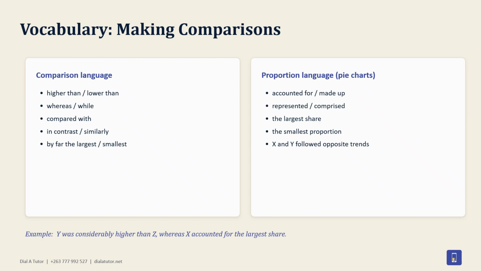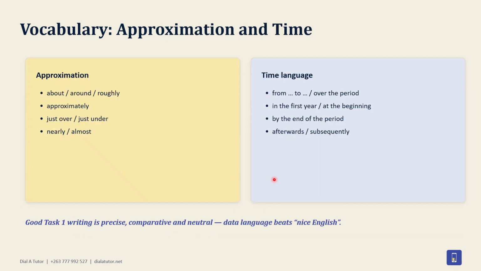Okay, now moving on. We have vocabulary for approximation and time, and guess what? We will be adding these more and more as we get to practice. You've got about, around, roughly, approximately, just over, just under, nearly, almost, and time language, for instance, because you want to compare maybe from 2018 to 2023. So you can say from 2018 to about 2023, or over the period. You see now, in the first year, at the beginning, by the end of the period, afterwards, and subsequently.